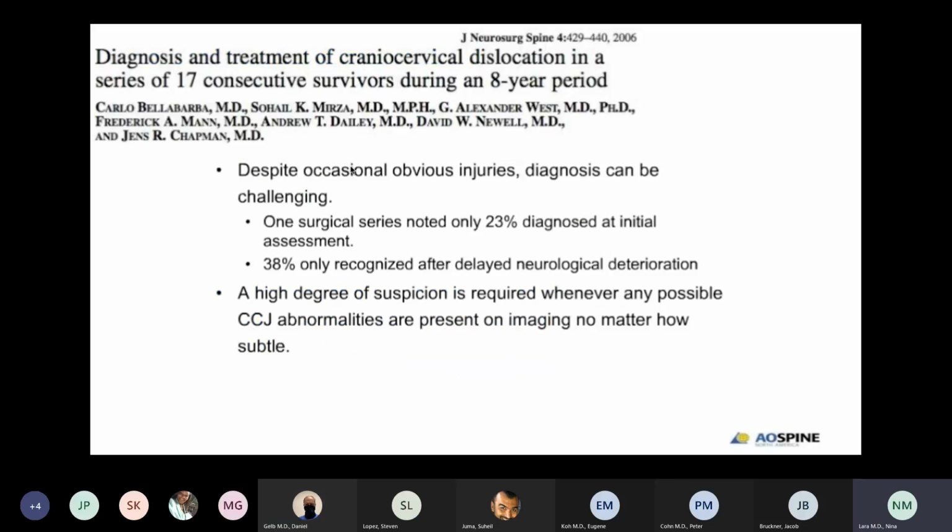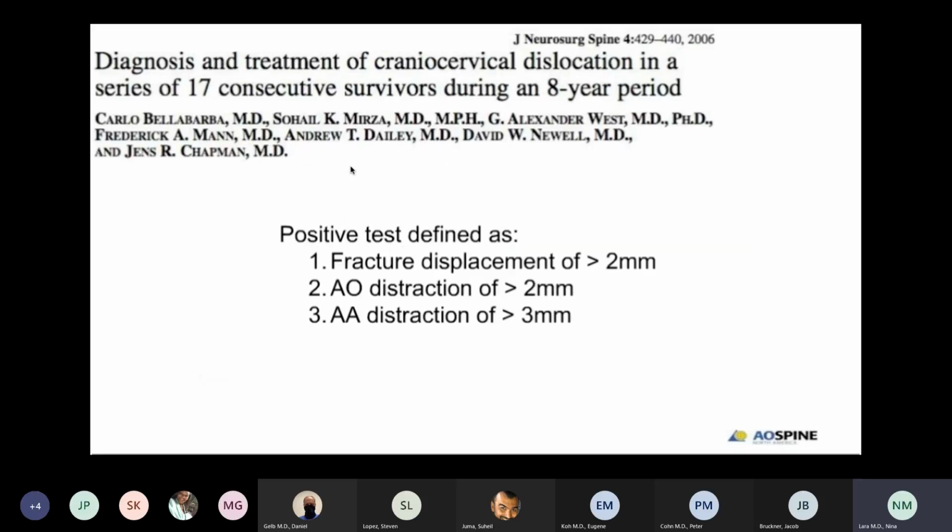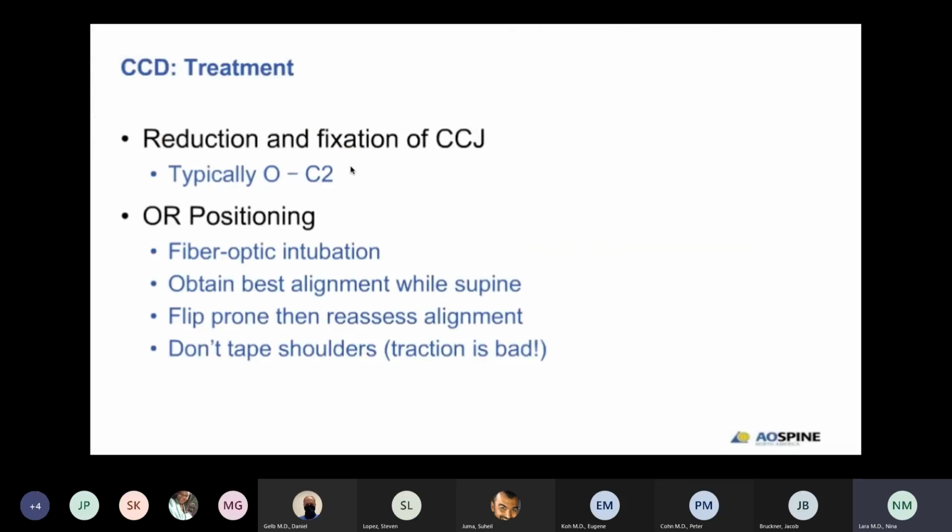Okay, so again, the diagnosis can be challenging. You just have to have a high suspicion. They talked about doing provocative traction, just a light 5 pounds of traction, to see if there is dissociation with longitudinal traction, and if so, it requires fixation. They recommended that with traction, the positive test is defined as fracture displacement of 2 millimeters, occipitoatlantal distraction of 2 millimeters, or atlantoaxial distraction of greater than 3 millimeters.